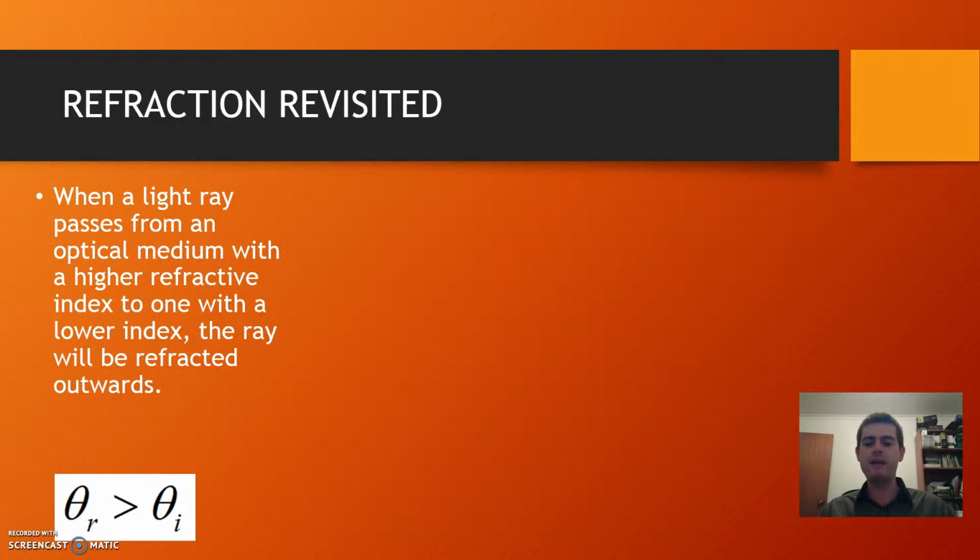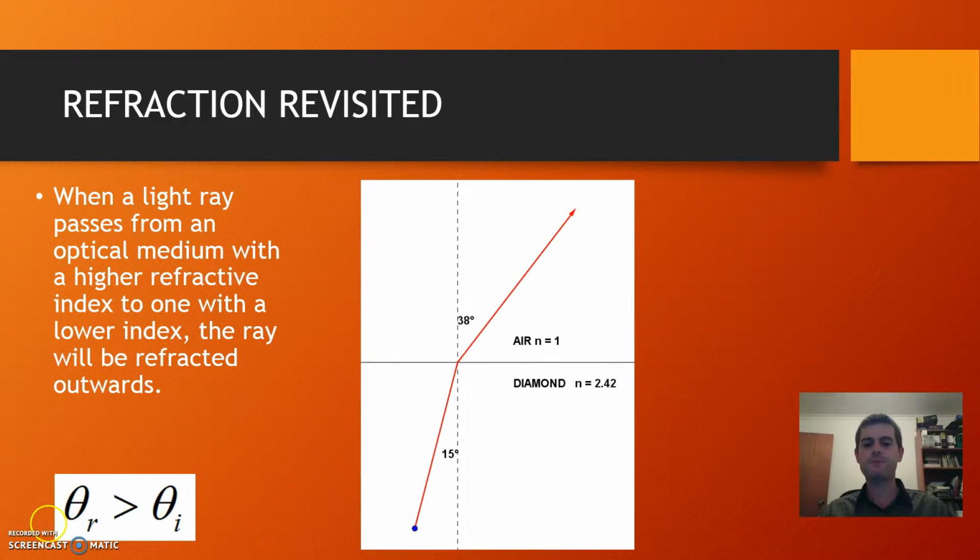I'm going to look mainly at the case when you're going from an optical medium with a high refractive index to one with a lower one. So what happens to a light ray passing from high index to low index? As you might remember, the light ray will be refracted outwards, and you'll end up with an angle of refraction, theta r, that's greater than the angle of incidence, theta i. That's demonstrated in this image here.